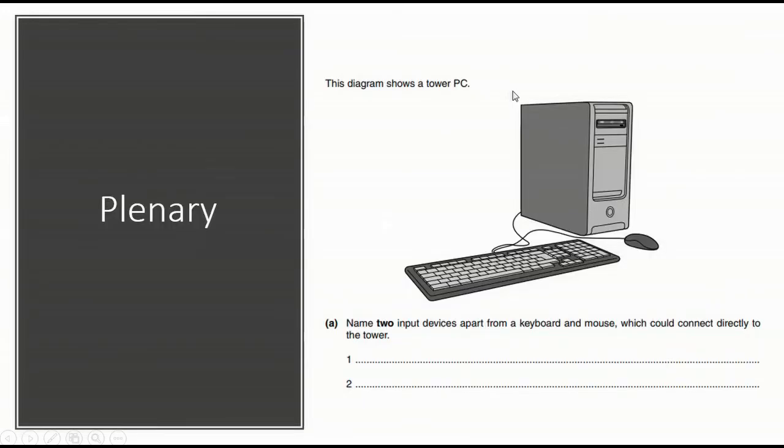As plenary for today's lesson, I have a past paper question for you. The diagram is showing a tower PC. This is the tower. We need to name two input devices apart from a keyboard and a mouse, which is already in the picture, and these two input devices could connect directly to the tower. So let's think of all the input devices we've learned today. Which of them can connect directly to a tower? Just take a moment to think.